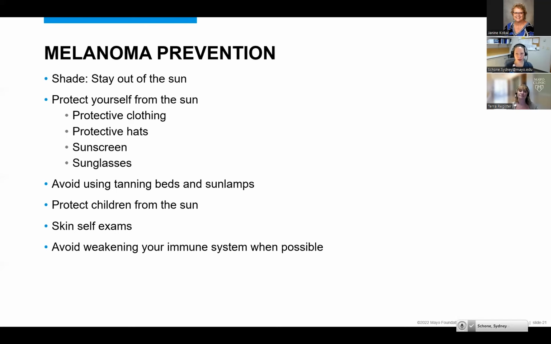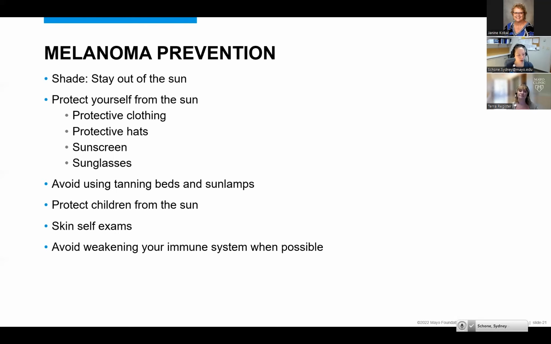We try to prevent infection with HIV, as this can weaken the immune system and put you more at risk for melanoma. The American Academy of Dermatology recommends UVA and UVB protection, which is found in sunscreens, and they also recommend an SPF 30 or higher.